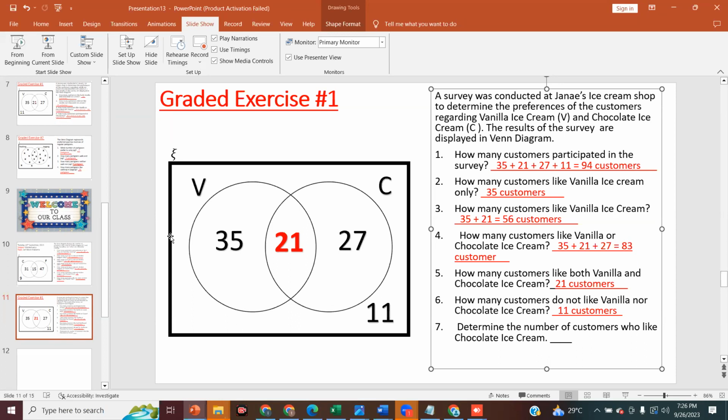Garvin Lawrence, what do you have for number 7? Determine the number of customers who like chocolate ice cream. What do you have for that? You're breaking up. Can you repeat that, number 7? 38. Say it again. 38 people like chocolate ice cream. How did you get that? Hold on.